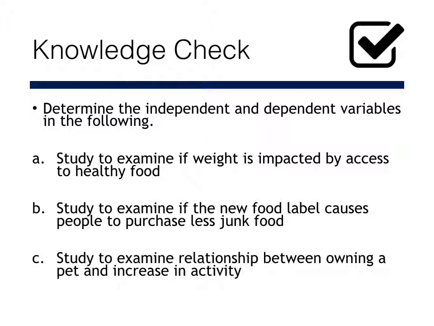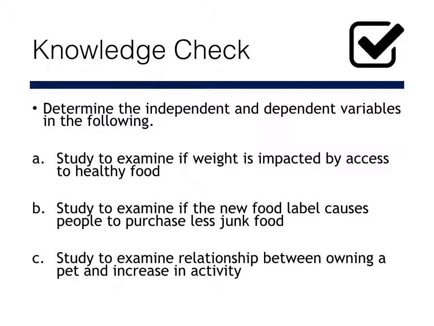Question B. Study to examine if the new food label causes people to purchase less junk food. The independent variable is the food labeling law, and the dependent variable is how much junk food is purchased. That's going to be the item that's changed, right? So it's going to be increased or decreased.